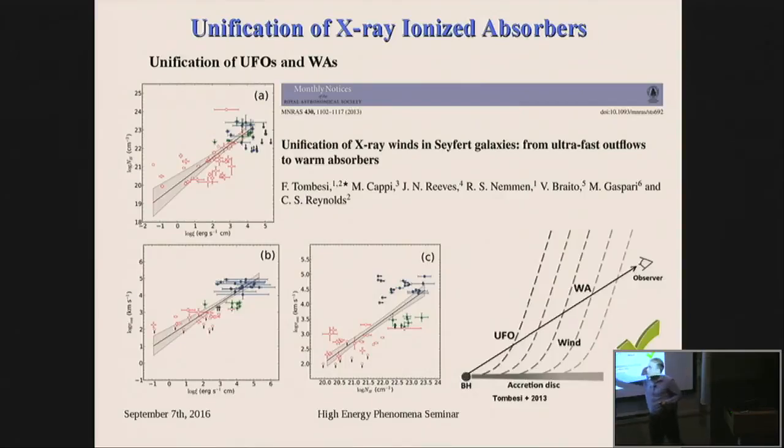Here you see there is a correlation between ionization parameter and column density. At the bottom, you see there is a correlation between ionization parameter and outflow velocity, and column density with outflow velocity. And Tombesi, using this correlation, suggested that the warm absorber and ultra-fast outflow are related to a single large-scale outflow with a power law density profile, and they could be related to the same physical system.